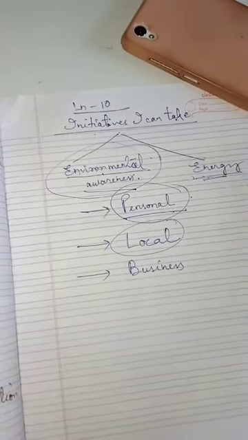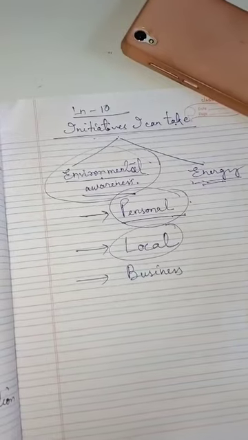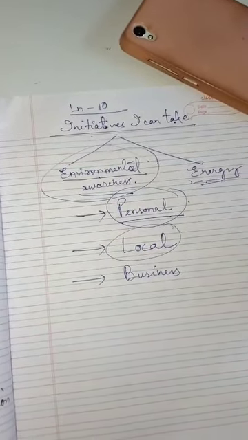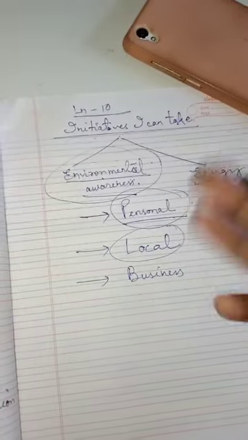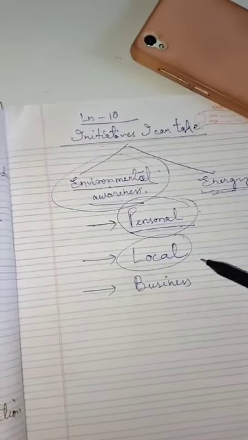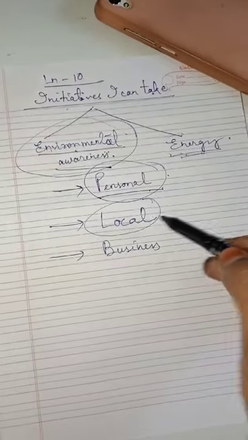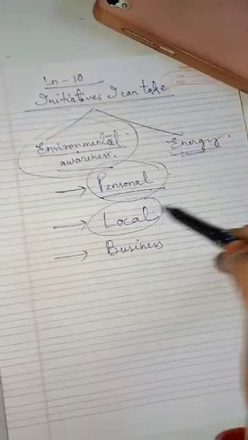You can organize or participate in competitions like debates, essays, and painting or drawing competitions in order to create awareness. Then you can also write articles in various newspapers, children's magazines or school newsletters. So these are all at local level.